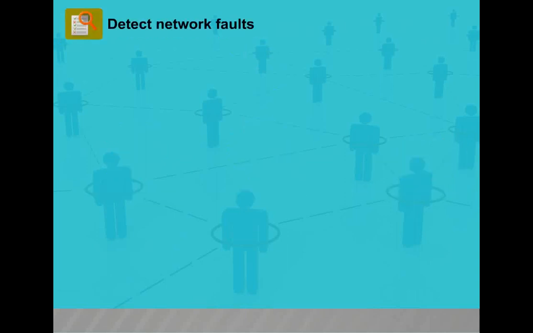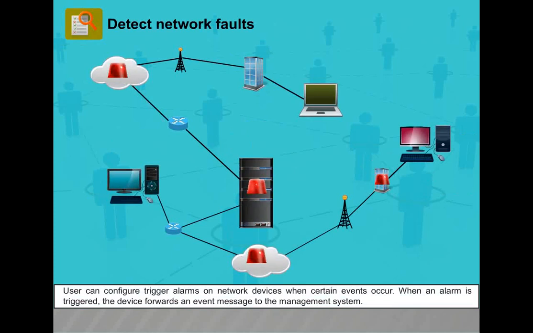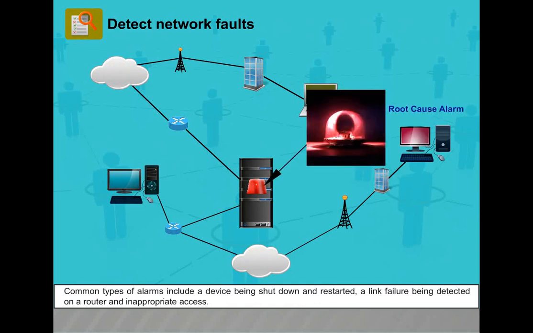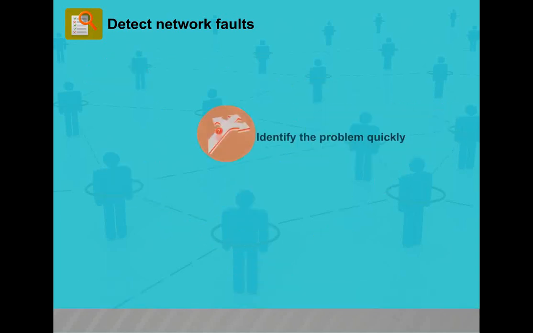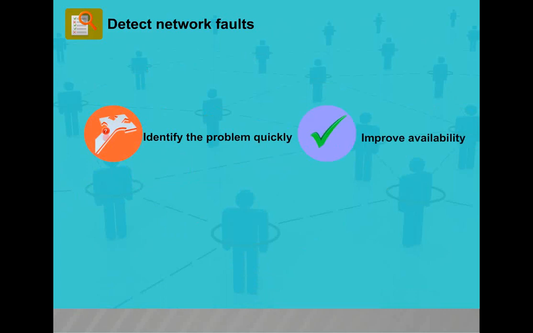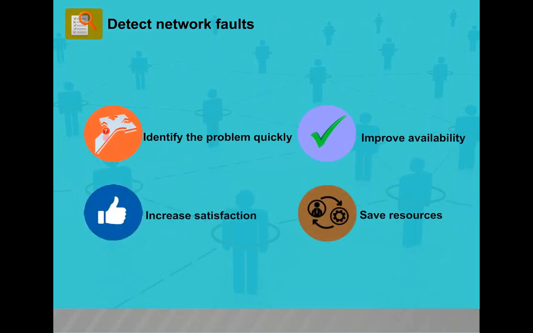Detect network faults. Users can configure trigger alarms on network devices when certain events occur. When an alarm is triggered, the device forwards an event message to the management system. Common types of alarms include a device being shut down and restarted, a link failure being detected on a router, and inappropriate access. Identify the problem quickly, improve availability, increase satisfaction, save resources.